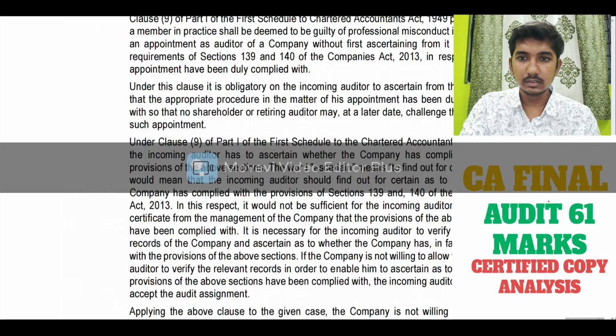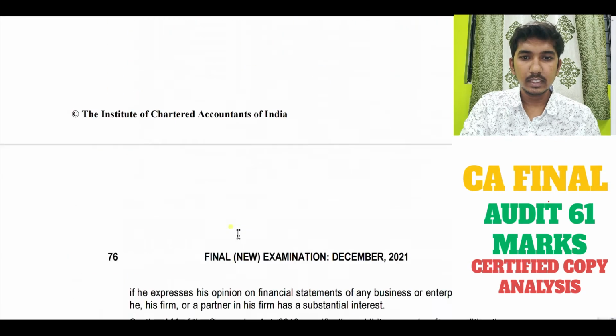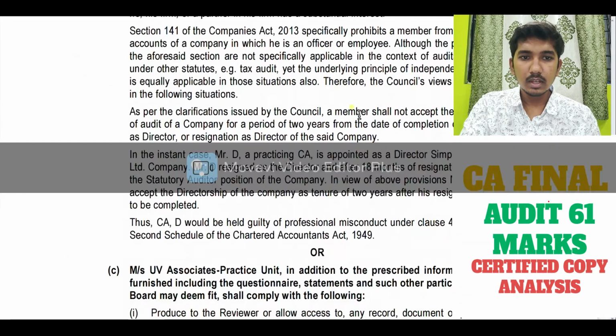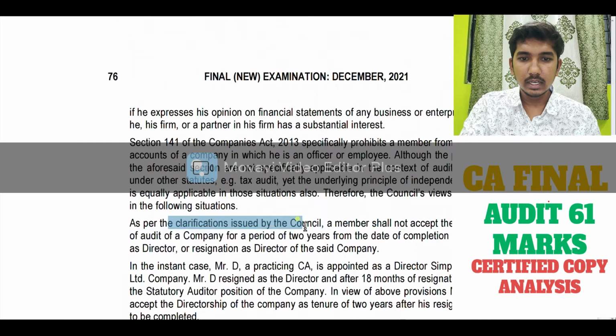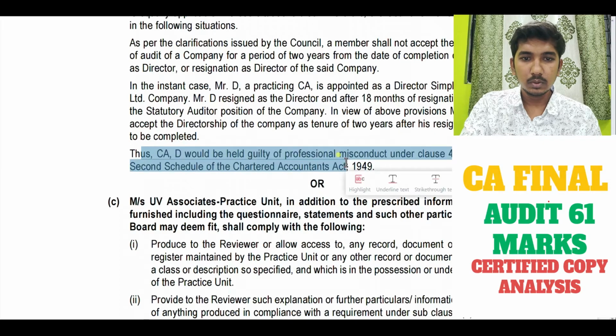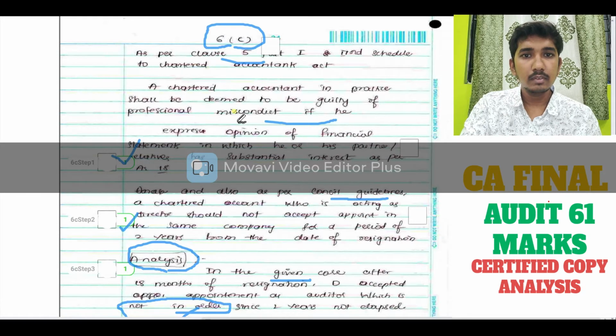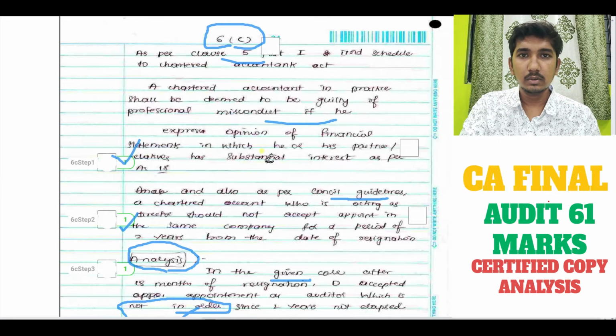So let us check the suggested answer. This is the suggested answer. In the suggested answer, first the definition is given, and then they have mentioned council guidelines like clarifications issued by the council. They have also mentioned Section 141 of the Companies Act, and then they have written whether the course of action followed by D is correct or not, like Mr. D cannot accept directorship. Then conclusion. In the same way I have presented the answer, for which I got full marks. Let us check one more question, so you will get full clarity on how we should present the answer to get full marks.